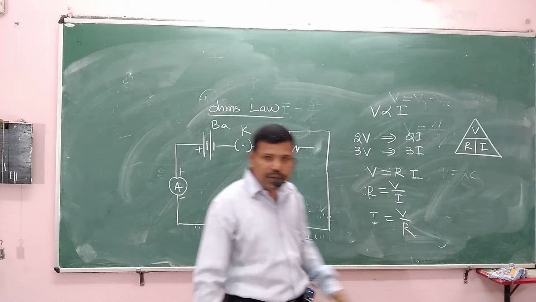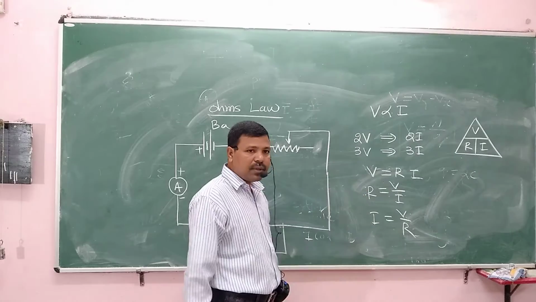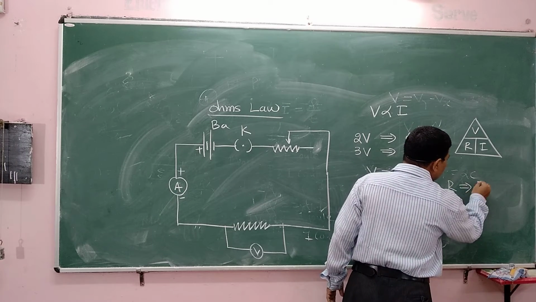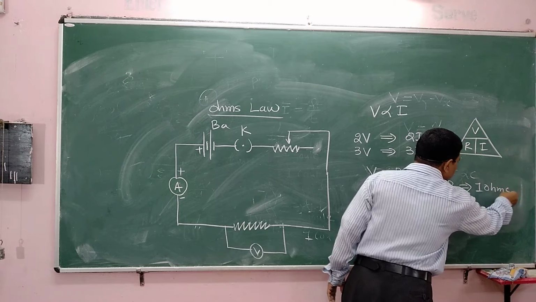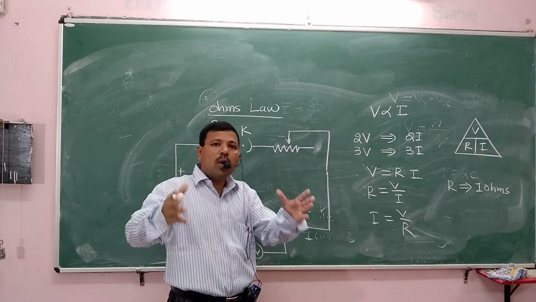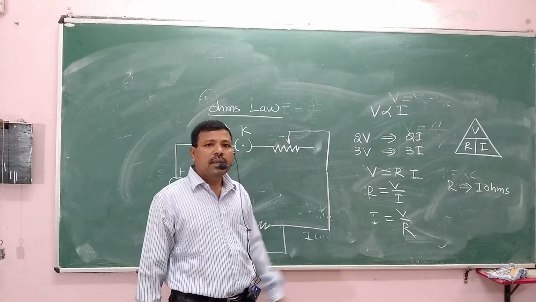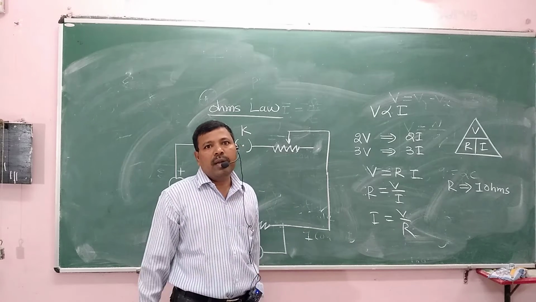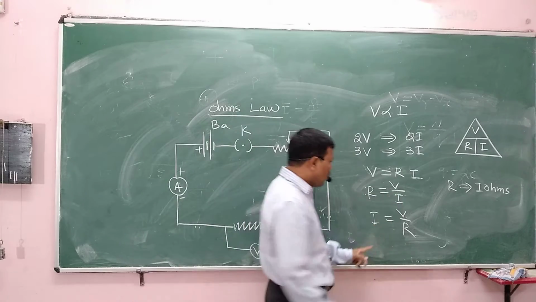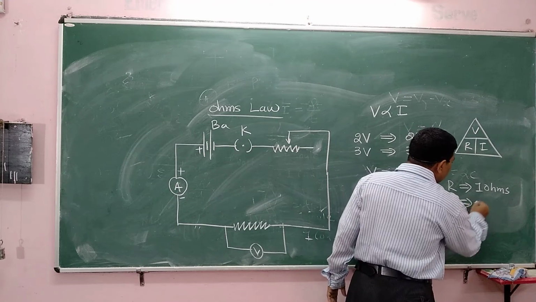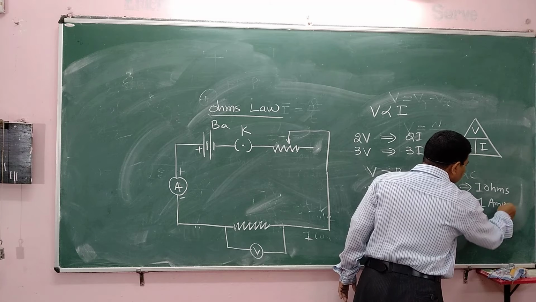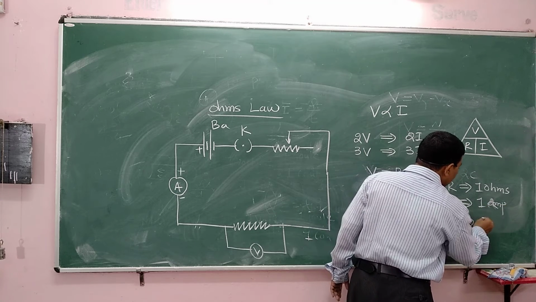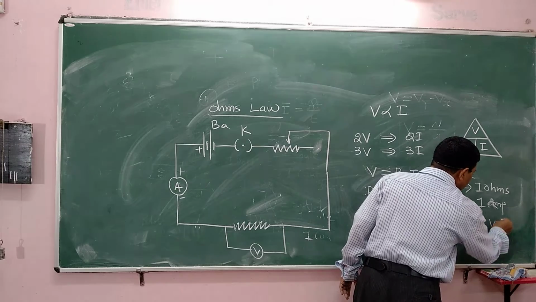What is the SI unit of resistance? The SI unit of resistance is ohm. R is measured in ohms. To honor Ohm, the SI unit of resistance is named as ohm. Current is measured in ampere, and potential difference is measured in volt.